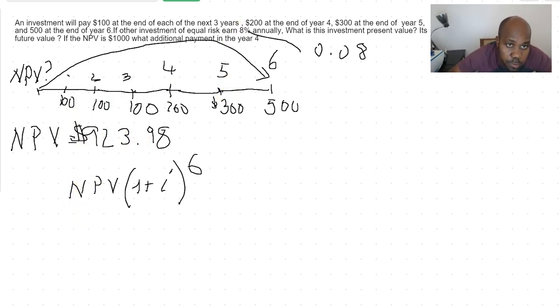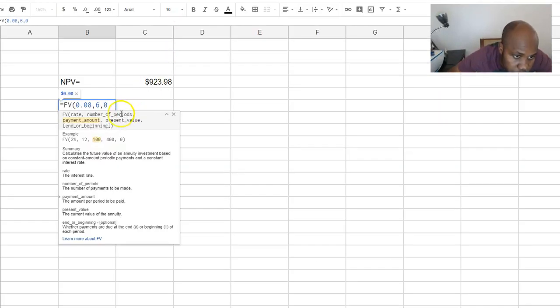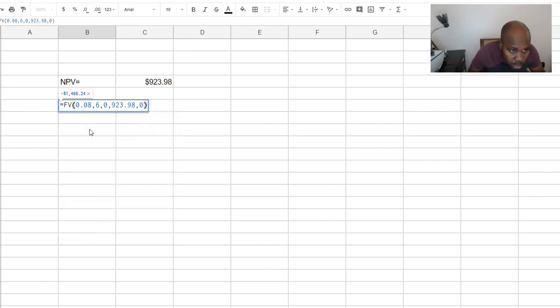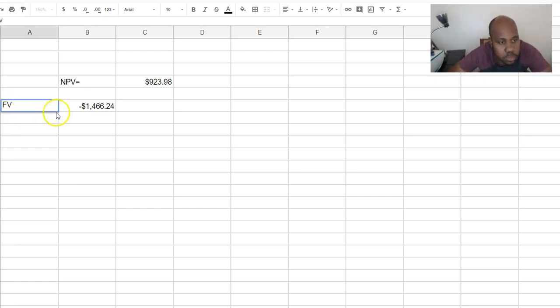That's why when I go here for future value, I put the payment 0, and I'm going to put only the net present value, which is 923.98, and then the end of period, which is 0. When it's at the end of period, you put 0. Then I close my parentheses, and enter. Here's my future value. As simple as that. So I got my future value.